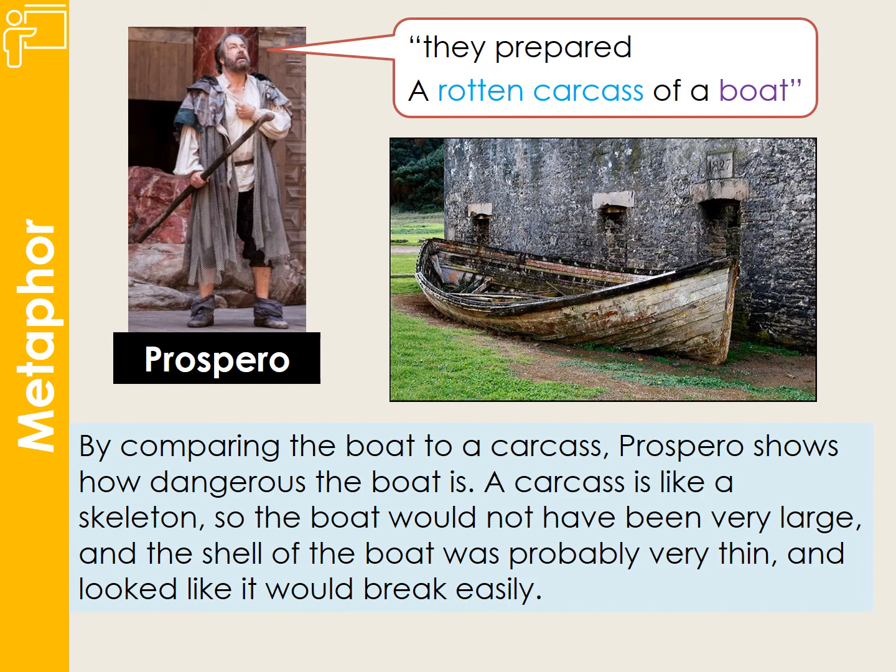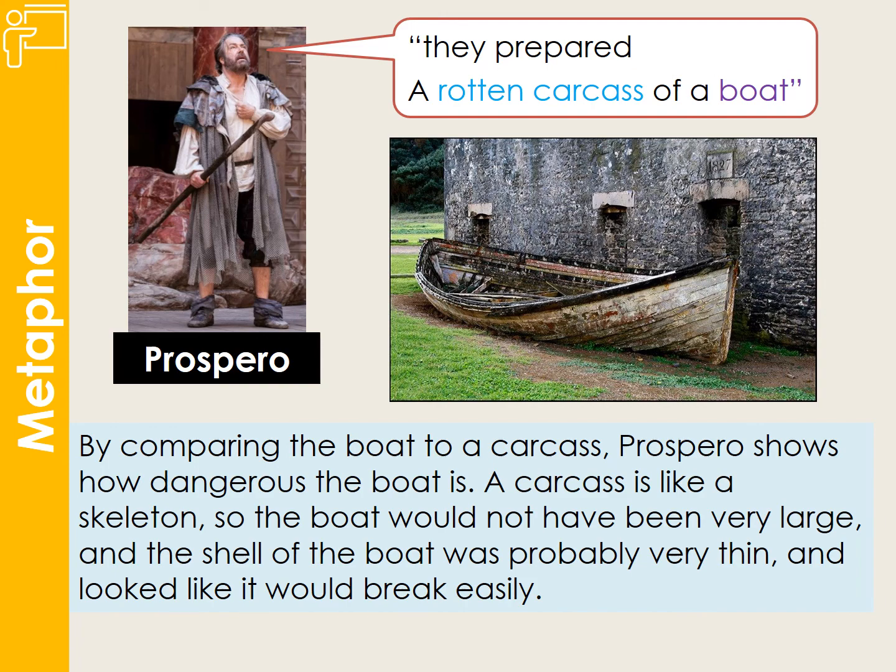So when we think of a carcass, we might think of perhaps something dead, perhaps a dead animal, and what's left behind when that animal has died. Horrible image. So a carcass is essentially, in that sense, like a skeleton. So that then implies, in this metaphor, that the boat may not have been very large, perhaps a bit like a shell, like a carcass would be of an animal. The shell of the boat that was probably quite thin and looked like it would easily break.